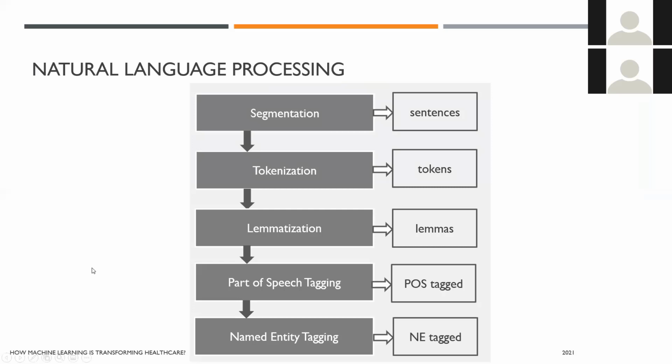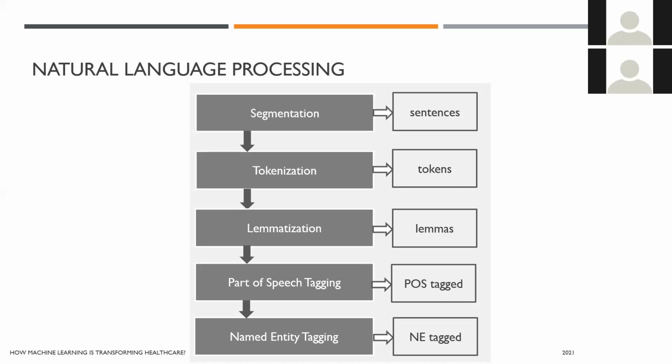Before applying the machine learning algorithm, we need to process the text document through some steps. You can see them here. Segmentation is the first step of NLP. Segmentation means splitting the entire document into sentences with the help of punctuations and the stop words.